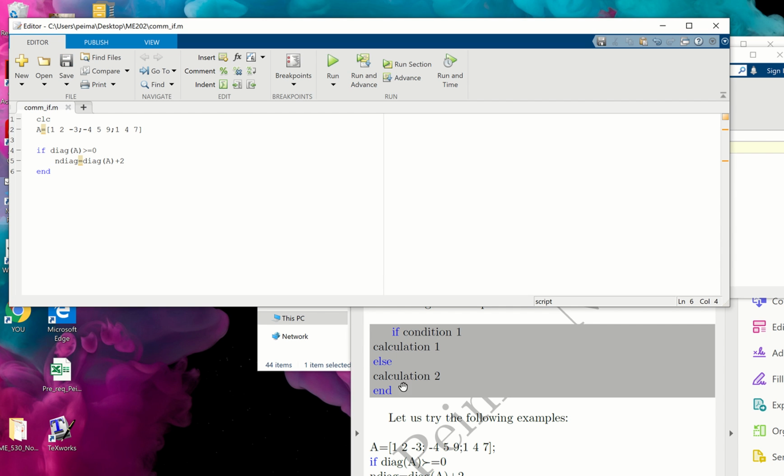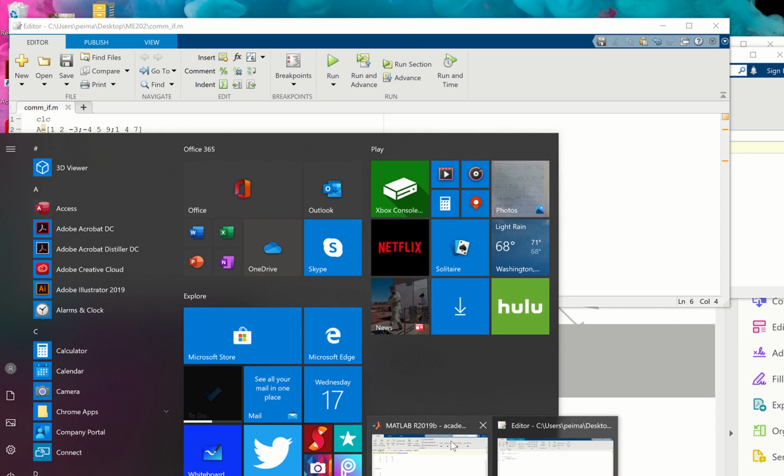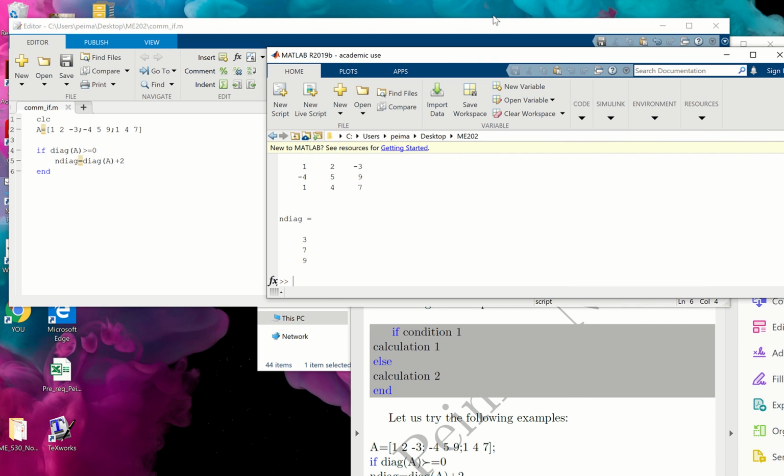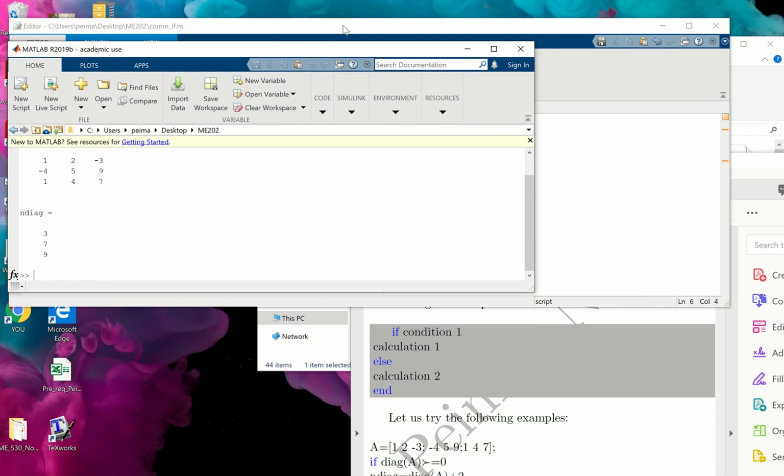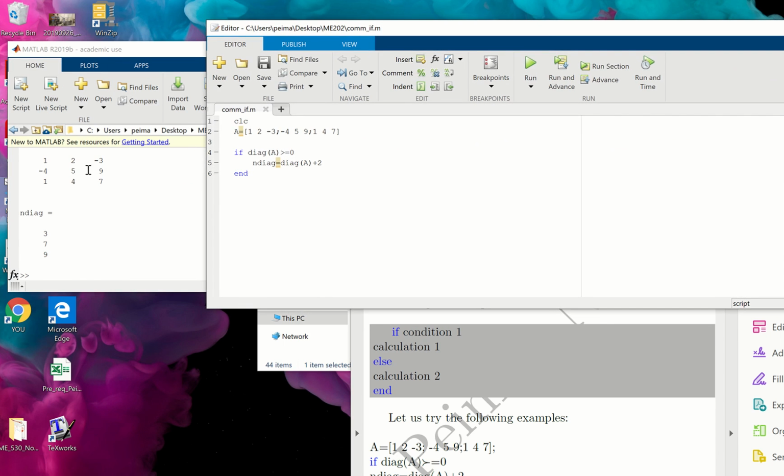So now if I run this, this is what we get, guys. Let me change the places here. Yeah, like this. So this is matrix A that shows, and because the diagonal elements of A are 1, 5, 7, they are greater than 0. So I'm gonna assign a new parameter, new diagonal, the diagonal elements of A plus 2. So 1 plus 2 is 3, 5 plus 2 is 7, 7 plus 2 is 9.